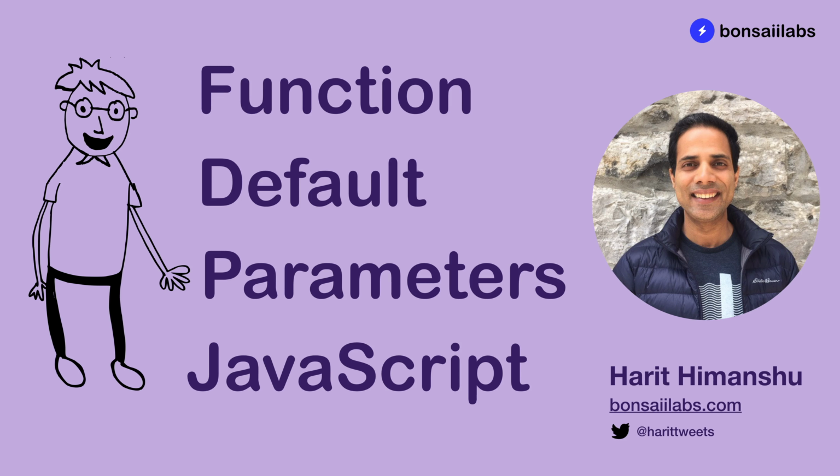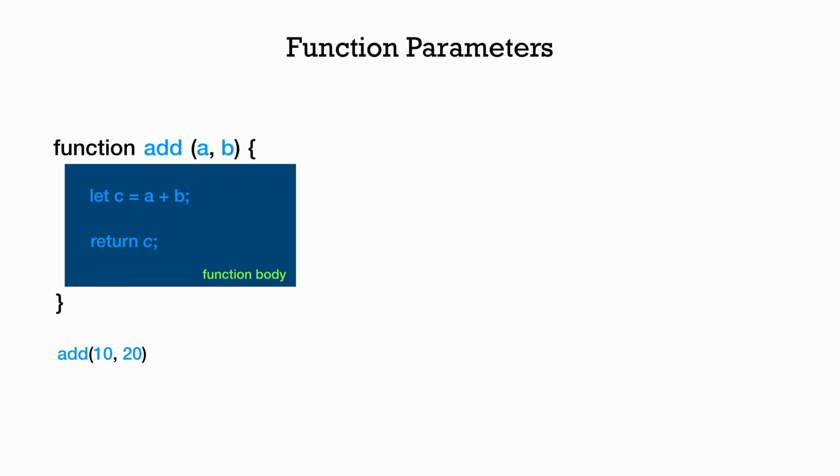Hello there. Today you will learn how to work with default function parameters in JavaScript. Consider the function called add, which has two parameters, a and b. When we call this function using arguments 10 and 20, these arguments are used inside the function to calculate c and return the value, right?